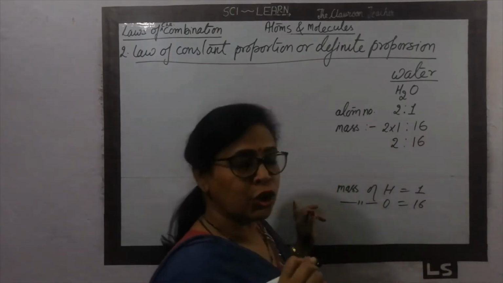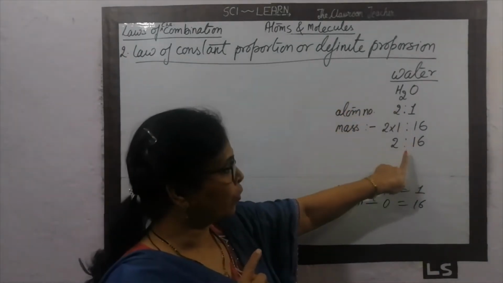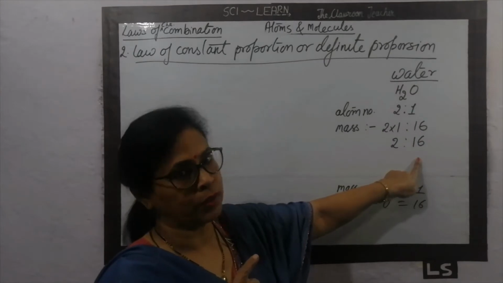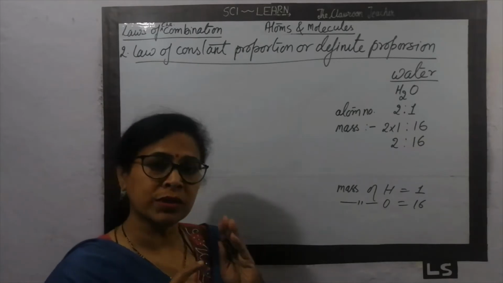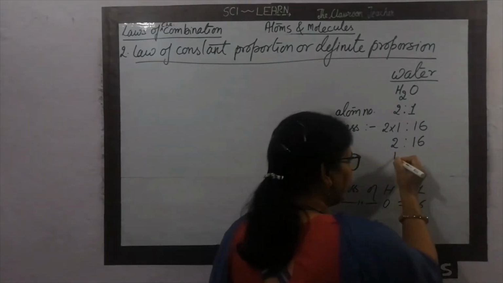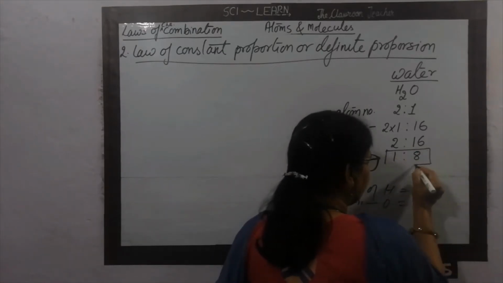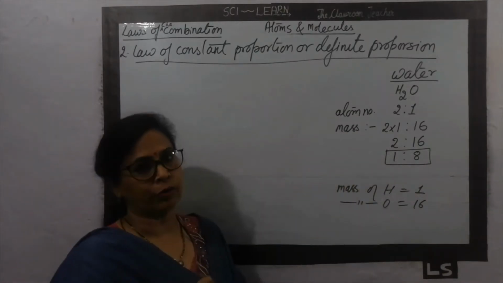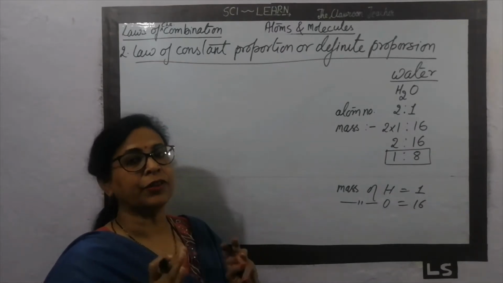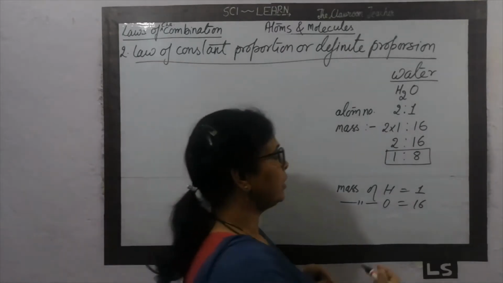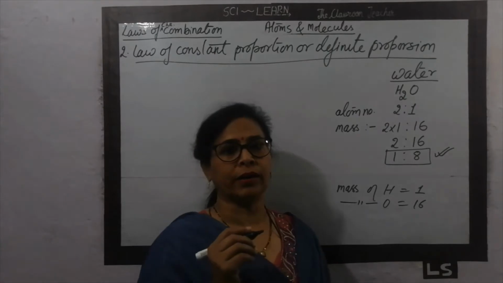So what is the ratio of hydrogen and oxygen by mass in a water molecule? 2 parts of hydrogen combine with 16 parts of oxygen. We are able to simplify it, and it is the theory for proportion that we have to simplify the numbers. If we simplify it, 2 ones are 2, 2 eights are 16. So by mass, when 1 part of hydrogen combines with 8 parts of oxygen, a water molecule is formed. This is the definite proportion. What is the definite proportion of water? The definite proportion of water is 1:8. The fixed proportion of water is 1:8.